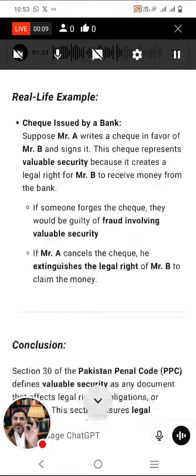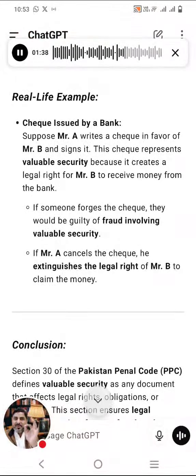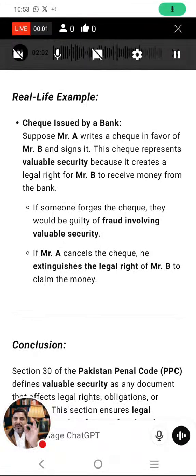Real-life example. Check issued by a bank. Suppose Mr. A writes a check in favor of Mr. B and signs it. This check represents valuable security because it creates a legal right for Mr. B to receive money from the bank. If someone forges it, they could claim the money.